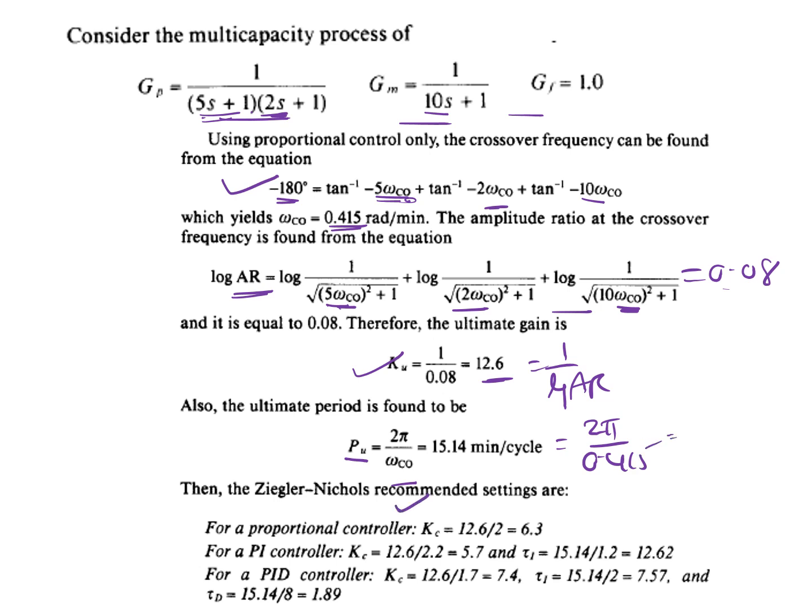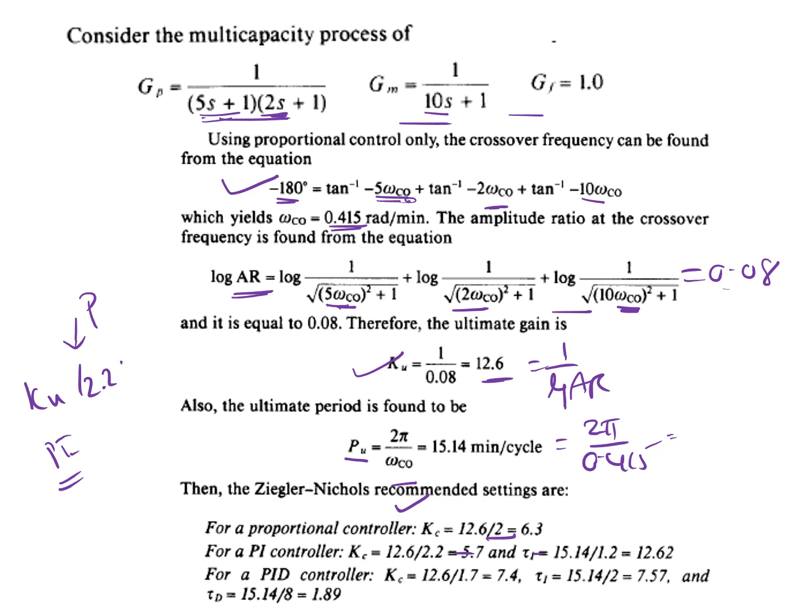So if it is a proportional controller, these are the values. PI controller, these are the values. And the PID controller means these are the values. But how to do that? For that, we have a formula. So for this, for proportional controller, what is the formula? Ku by 2.2. So this is for proportional controller.